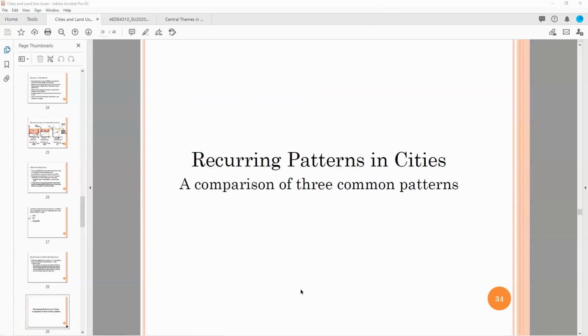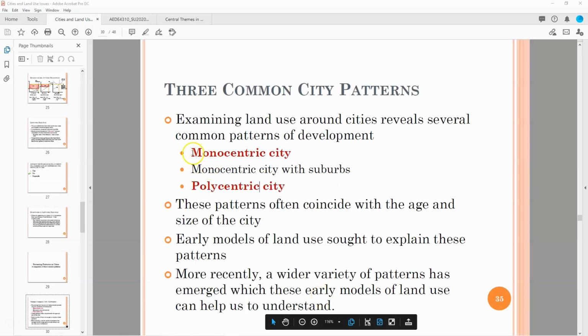Then we are going to talk about the recurring patterns in cities. Basically, we just compare three common patterns. The first one is called a monocentric city. The second one is called a monocentric city with suburbs. And the third one is called a polycentric city. These patterns often coincide with the age and the size of the city, and early models of land use sought to explain these patterns. More recently, a wide variety of patterns has emerged, which these early models of land use can help us to understand.